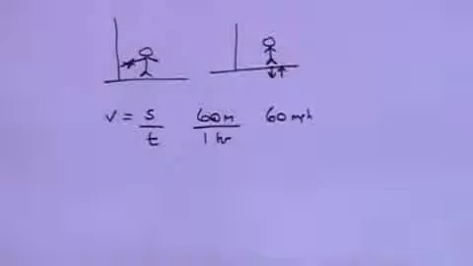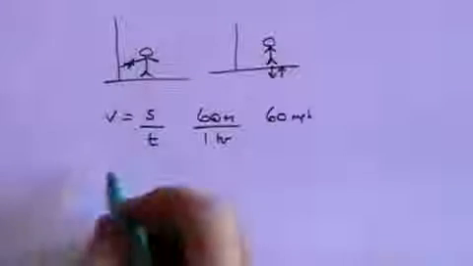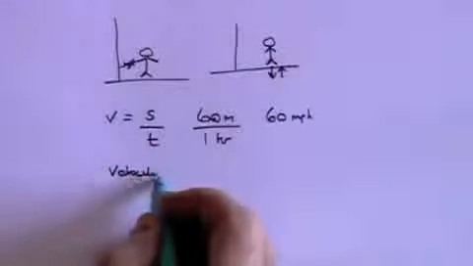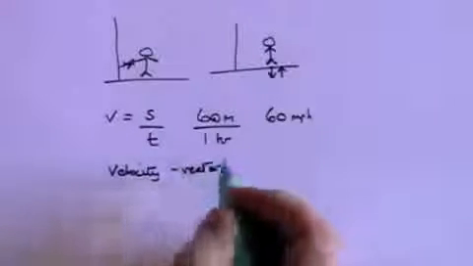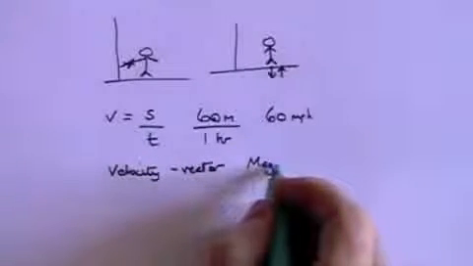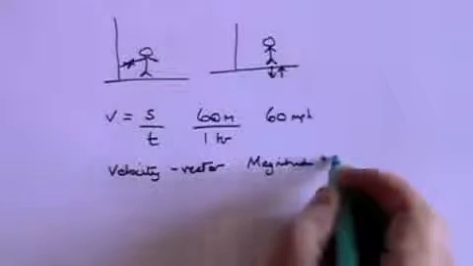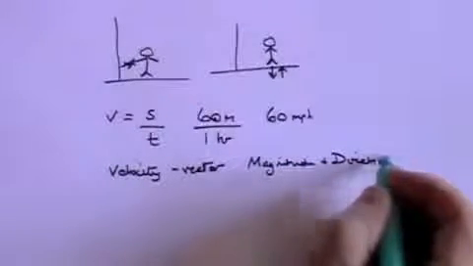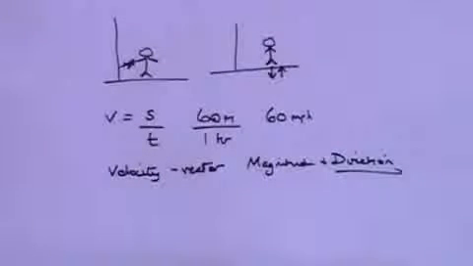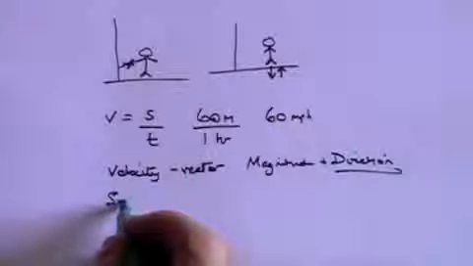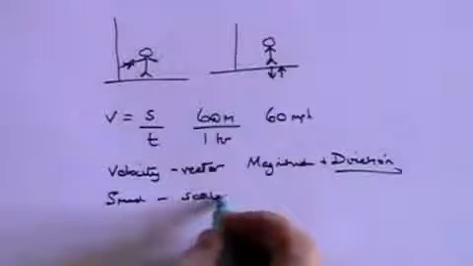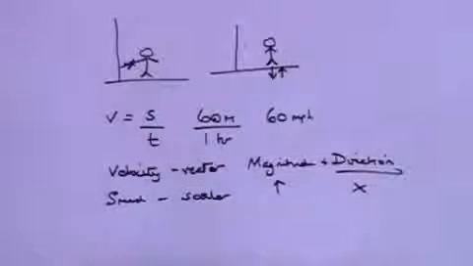What is the difference between velocity and speed? Well, velocity is a vector, and a vector has magnitude and direction. And it's the direction point that separates out the vector. If you want to define a vector, you have to say not only how big it is, but also which direction it's pointing. So velocity is 60 miles an hour north, whereas speed is a scalar. It has magnitude, but it doesn't have direction.